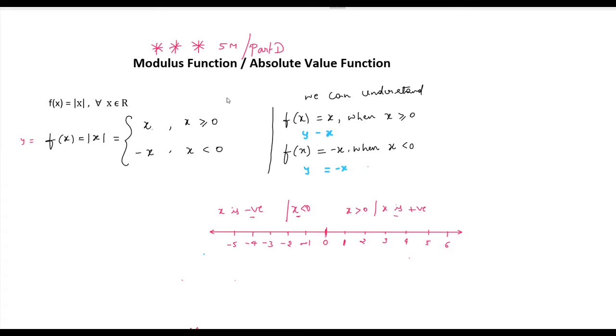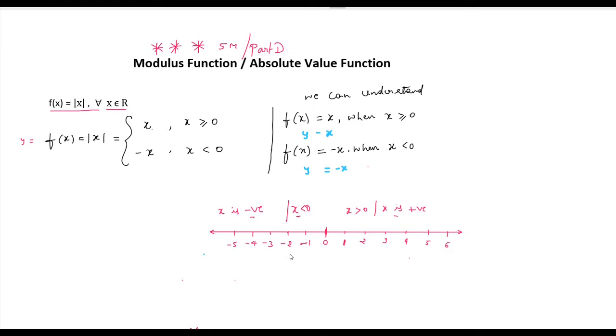We use this modulus function or absolute value function during the course of the first and second PUC. So it is very important for us to understand the definition, domain and range of graph of the modulus function or absolute value function. So the absolute value function or modulus function is written like this. f of x is equal to mod x for all x belongs to R, for all x belongs to set of real numbers. So from this we can understand the domain of the modulus function is set of real numbers. Okay, we'll check that later.